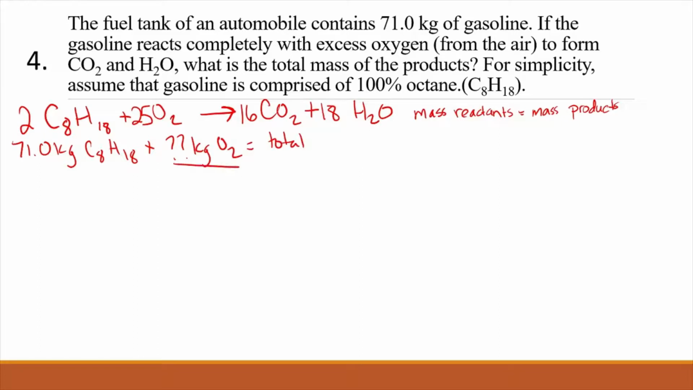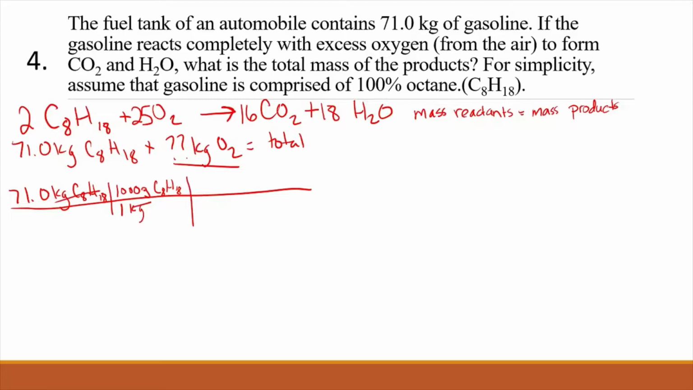So we need to figure out how much oxygen reacts with the octane, and we can use the stoichiometry to do that. So let's start with what we know, 71.0 kilograms of C8H18. And let's go ahead and start by making this into grams, because we don't really have a molar mass using kilograms. And there's 1,000 grams per 1 kilogram. I'm just going to write this as C8H18. Kilograms are gone.